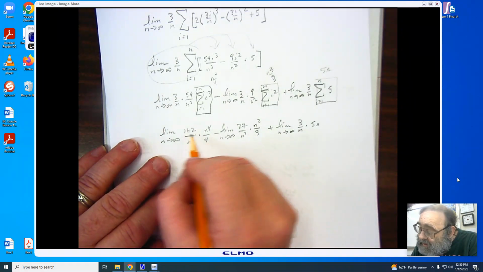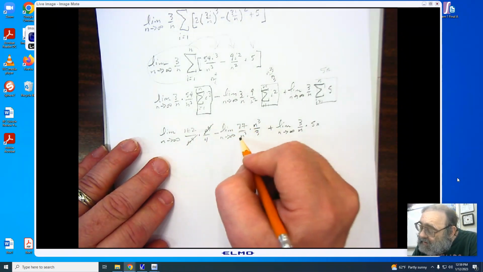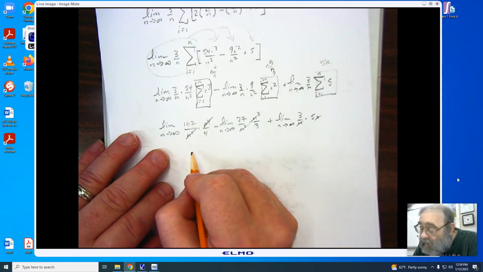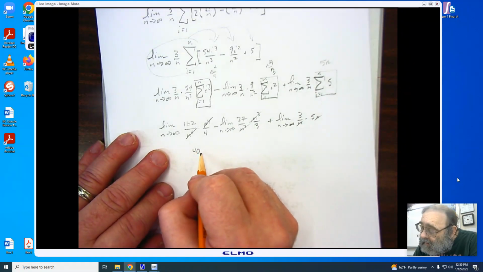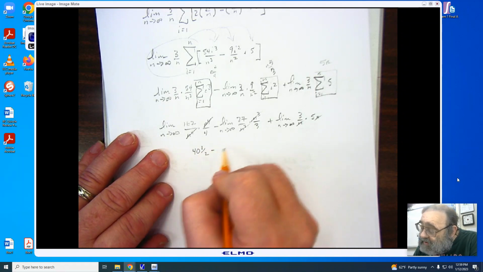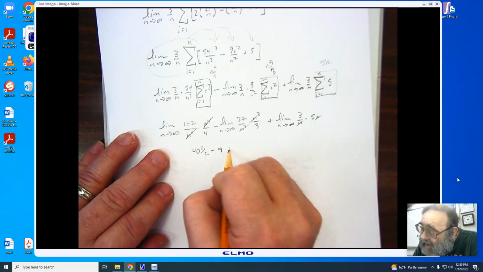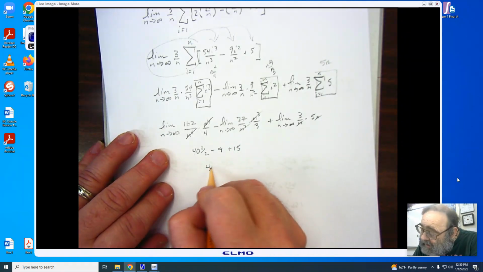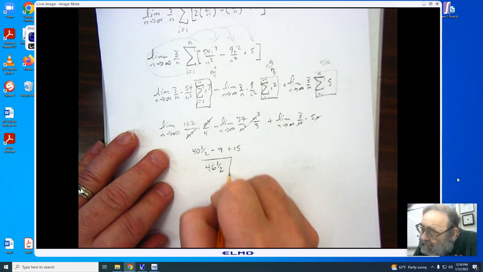So we're looking at 162 after the fourths cancel and the cubes cancel and the n cancels. And this is giving me 40 and a half, or 40.5. I'm subtracting 9, and I'm adding 15. And therefore, I'm ultimately getting 46 and 1/2.